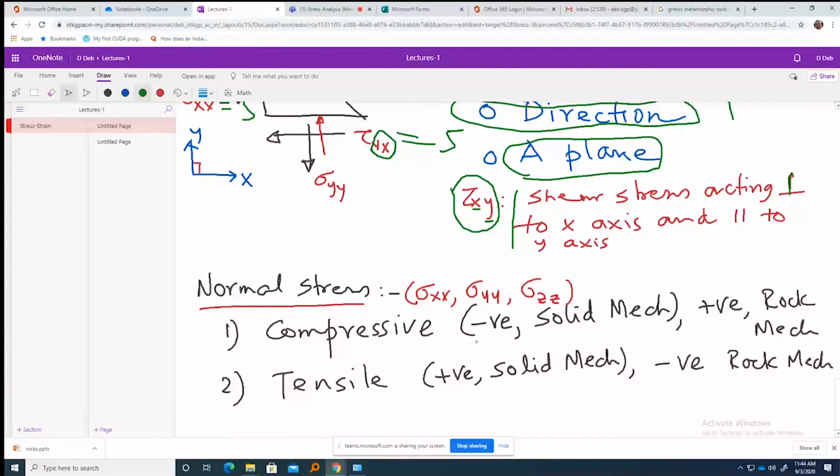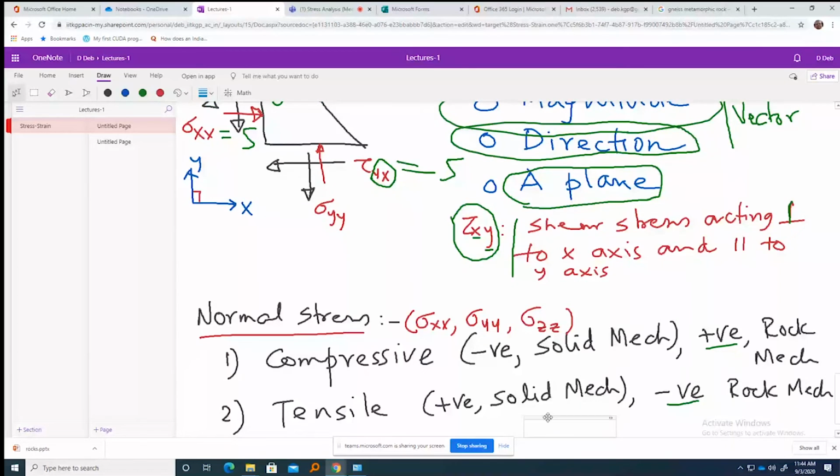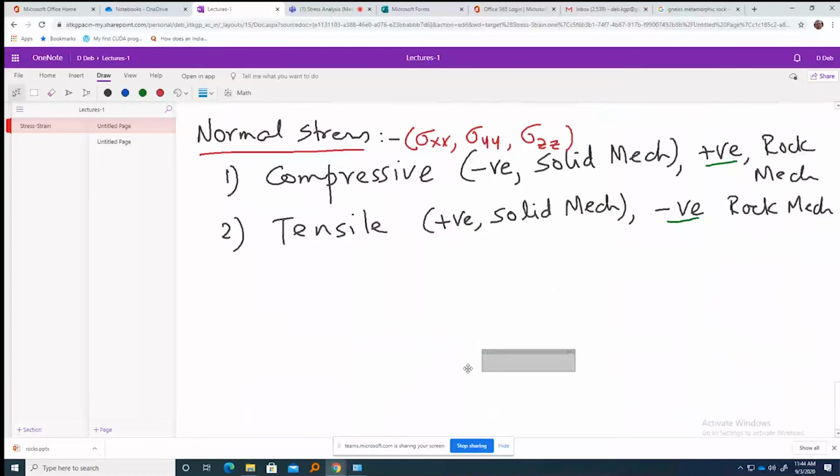Compressive is negative, tensile is positive. For solid mechanics, for rock mechanics it is just the reverse, and that is what we will do. Now the question comes, what is the sign convention of shear stress? Let me tell you why I am saying this. If I go a little below, let me draw.